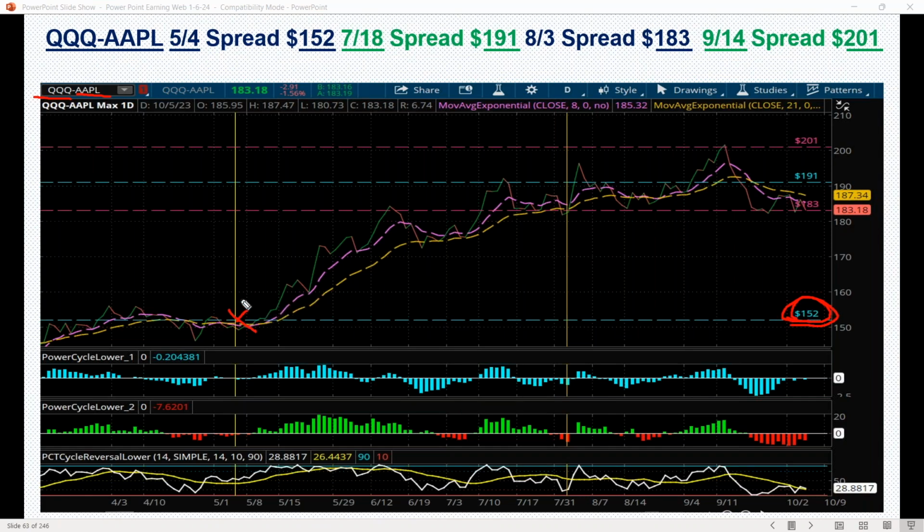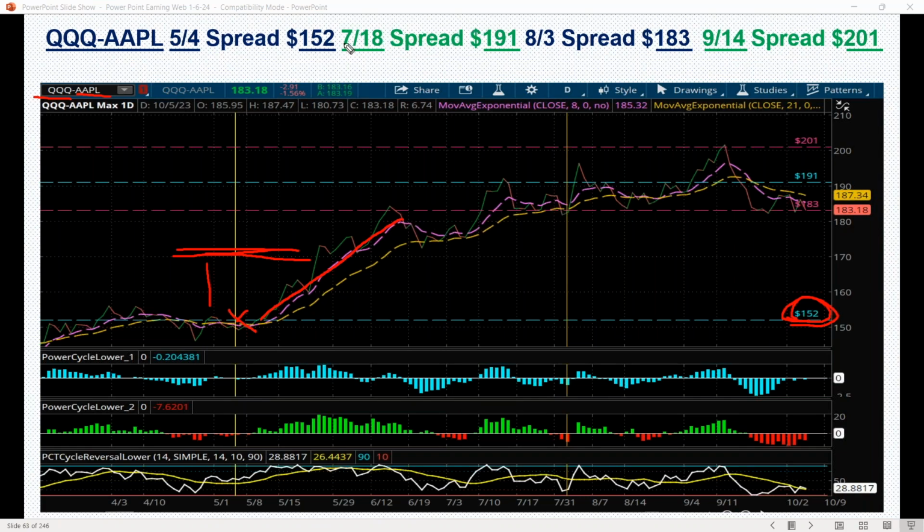I showed you on that chart, Apple gapped up, but it pretty much trended sideways. QQQ though started trending up more. So you can see the spread started moving up. QQQ was stronger than Apple, and you can see it got up to this area right here, 183.